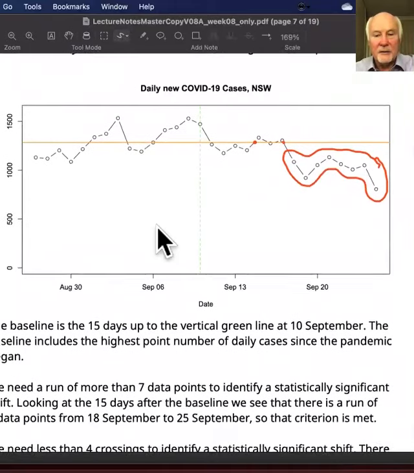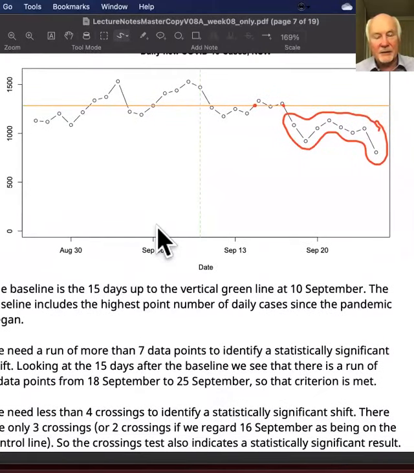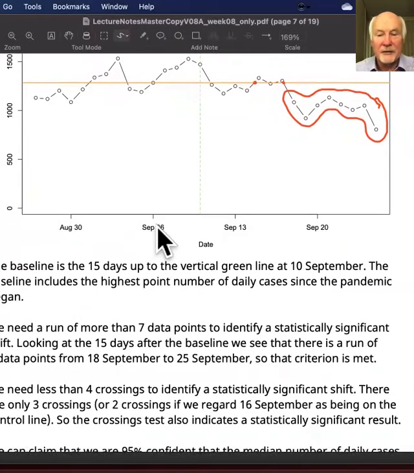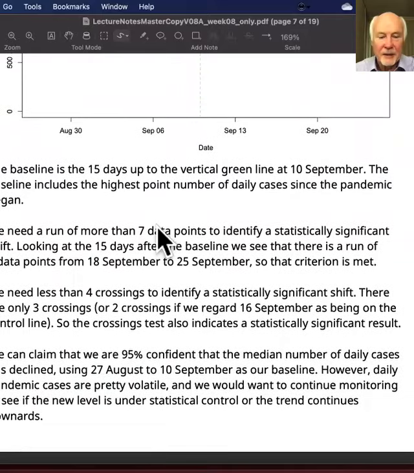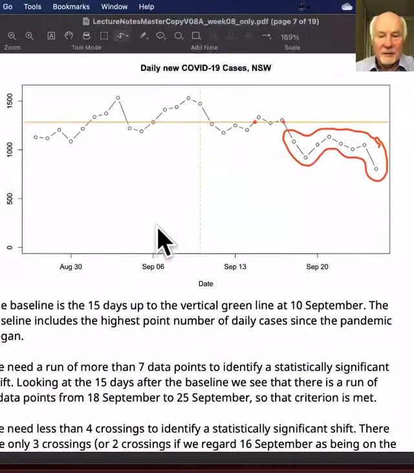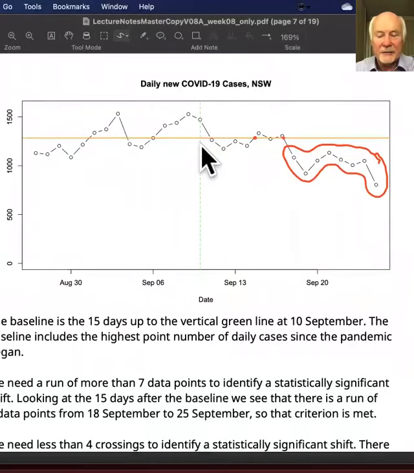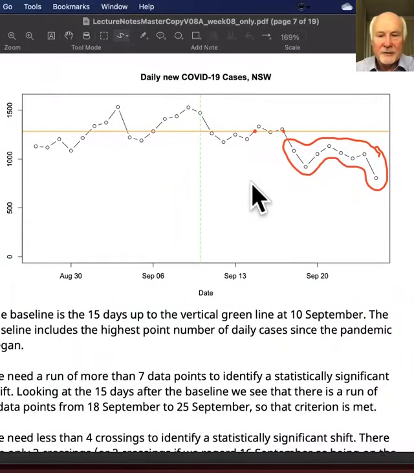The medical experts that are making judgments about New South Wales and shifting down some of the health measures and so on, they have a lot more information to work with than we would have in a chart like this. So I'm sure they're looking at lots of other things, and particularly the reproduction rates and vaccination rates and so on. Okay, but on the strength of it, we can say, in the absence of any other information, we can be 95% confident that there's been a downward shift since the baseline period.